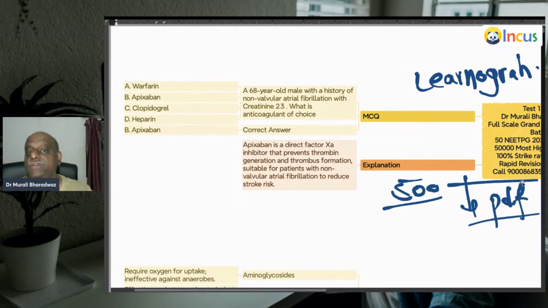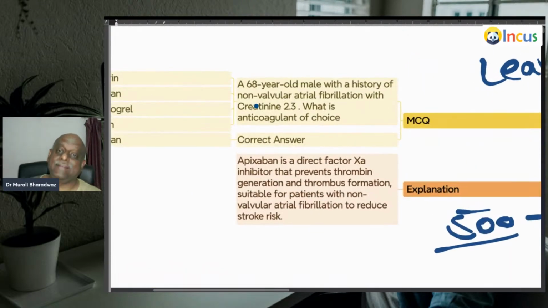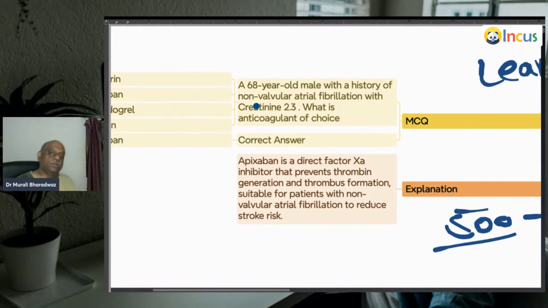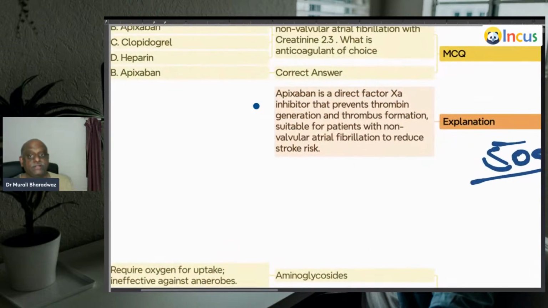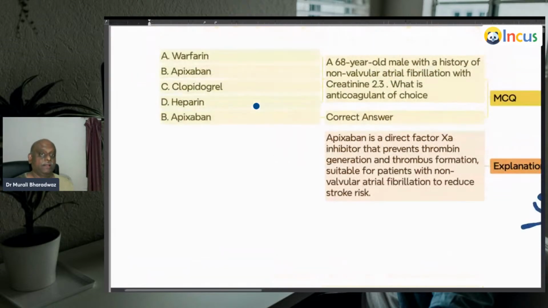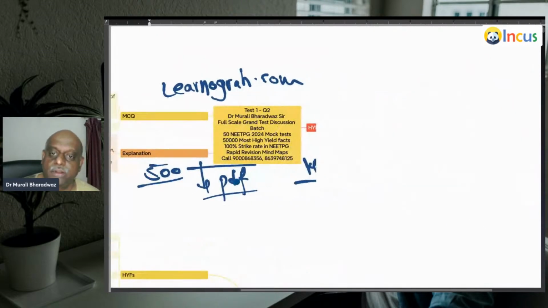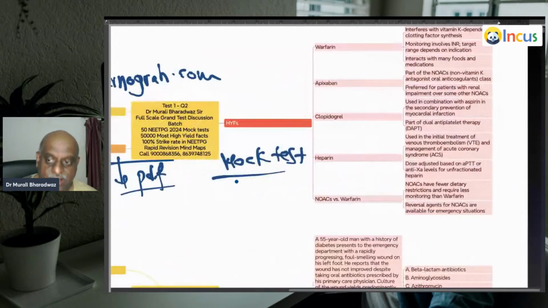A 68-year-old male with a history of non-valvular atrial fibrillation with creatinine 2.3. So whenever there is any renal dysfunction, especially, apixaban, which is the direct factor 10A inhibitor, is the one which you typically prescribe.